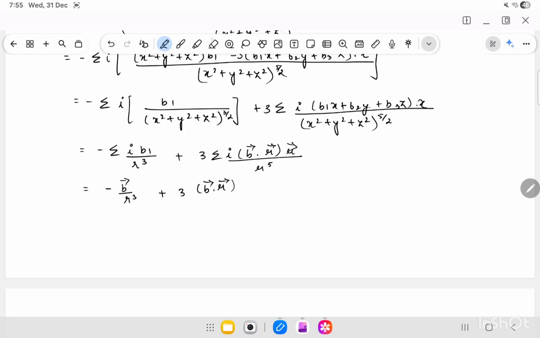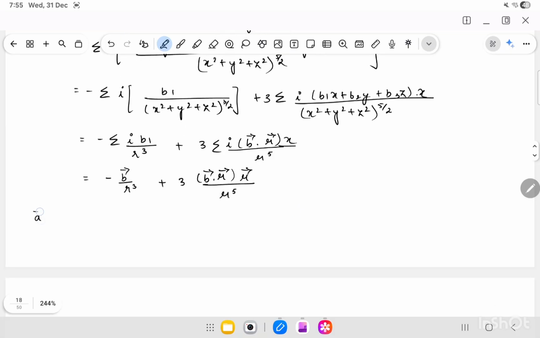Okay, so I made a mistake here. We have summation over x, so we need to remove this summation if we are writing r vector here, or we need to write it as this summation x, which will be 3 times (b vector dot r vector) times r cap divided by r raised to 5.